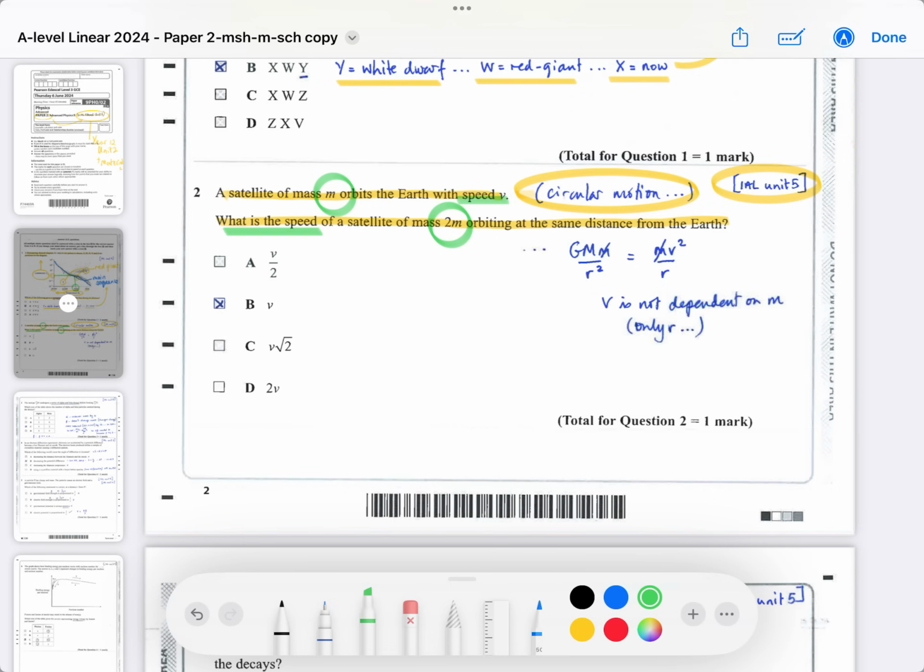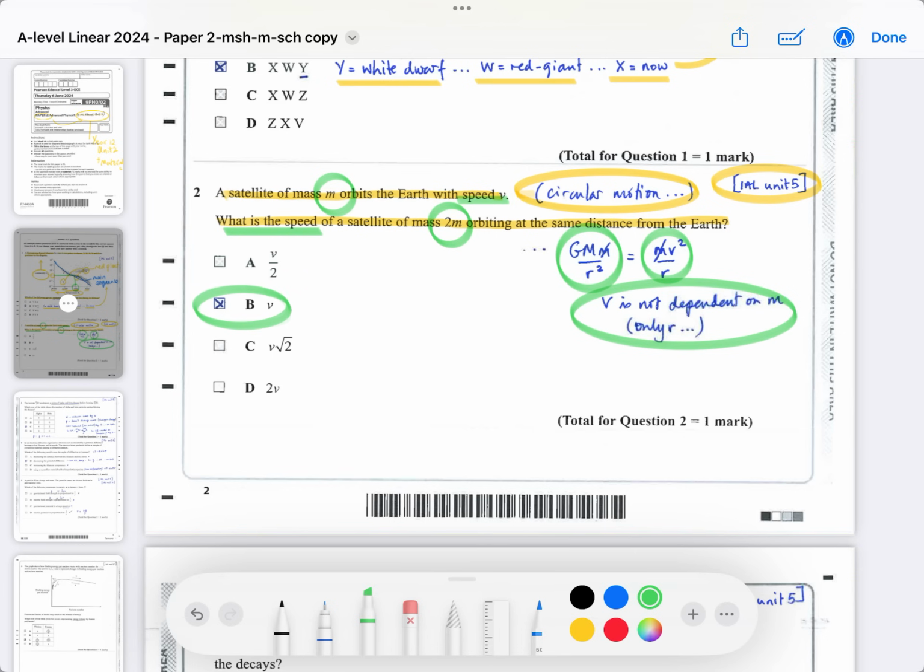We know that for circular motion, the centripetal force will be mv squared over r, and the force is due to gravitation, so it's GMm over r squared. The little m's cancel out, so it makes no difference what the m is. So v is not dependent on m, the mass of the satellite. It's only how far away you are from the Earth which affects it. So the answer is B.